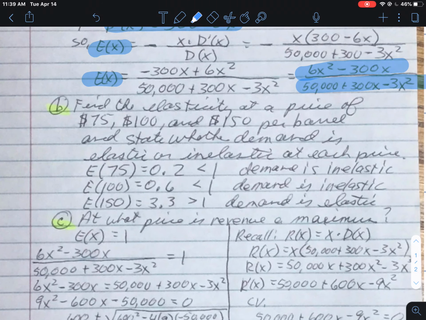Question part B. Find the elasticity at a price of $75, $100, $150 per barrel and state whether demand is elastic or inelastic at each price. So again, that's just evaluation. I found the elasticity of demand function above, and we're just plugging in values for x. At $75, we have a value of 0.2. At $100, we have a value of 0.6. At $150, we have a value of 3.3. And then we're comparing each of those to 1.